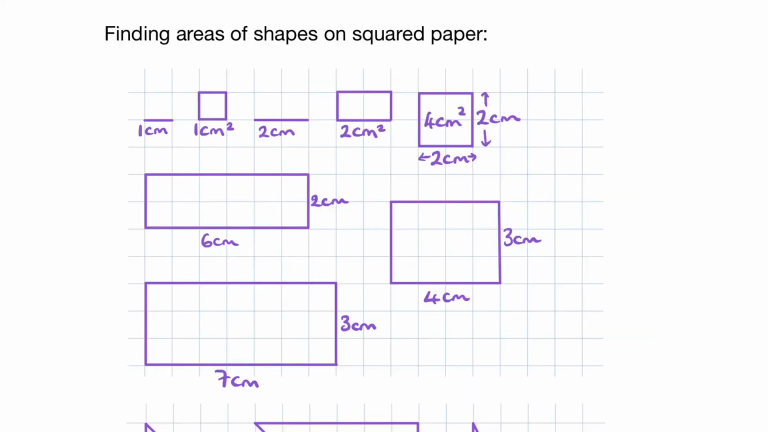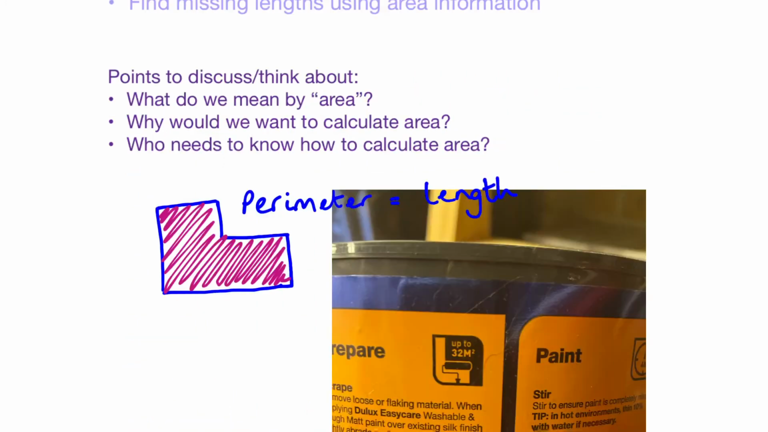So what we're going to go on to now is finding areas of shapes on squared paper. Because when we're measuring area, we have to have units. So if we just skip back to the last page, when we were thinking about perimeter, we were using units of length. So that would be things like meters, centimetres, millimetres, kilometres. Okay, when we find area of shapes, we're using square units usually.